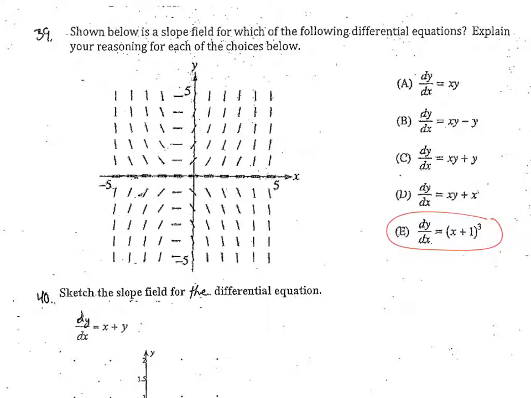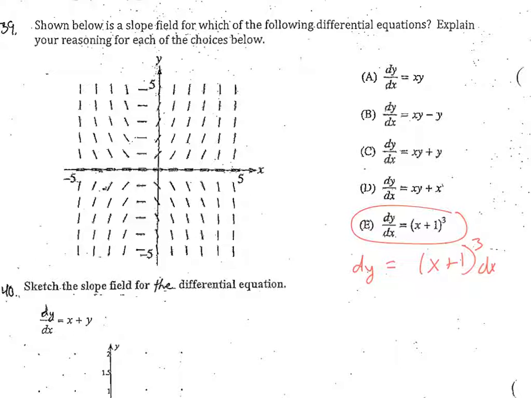If you actually solve the differential equation, I'm going to do that real quick. We get dy equals (x plus 1) cubed dx, because I'm multiplying by dx so I can solve the differential equation. Then I'm going to take the integral of both sides, and I get y equals (x plus 1) to the fourth over 4 plus c. And when we look at that, that is, of course, a fourth degree equation. That's where I saw this and thought, okay, that looks like it could be that. Depending on the plus c, it would be up or down.